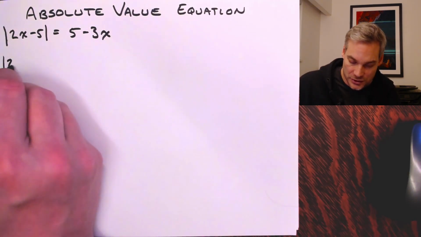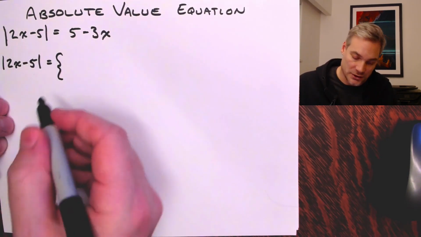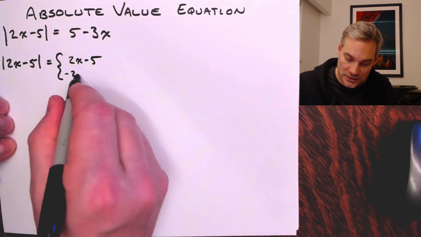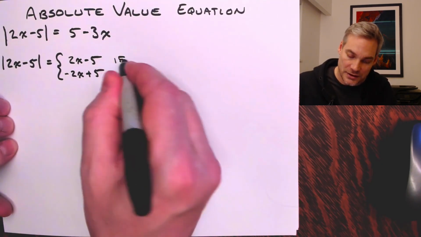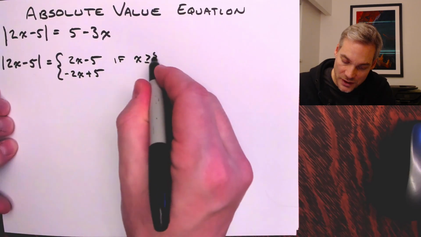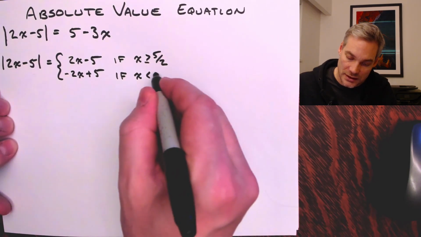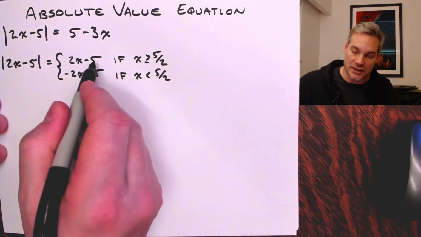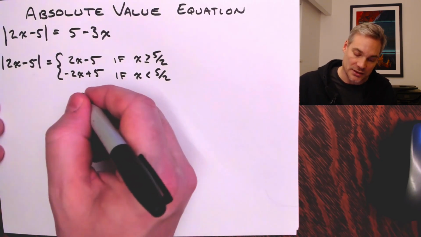So I need 2x minus 5, and I'm going to write it as a piecewise function. So that's 2x minus 5. And now I have minus 2x plus 5. And that is if x is greater than or equal to 5 over 2. And this is if x is less than 5 over 2. Now, where I get this number from is I solve this for 0. That is the point of reflection. In the absolute value, it's when it bounces off the x-axis.